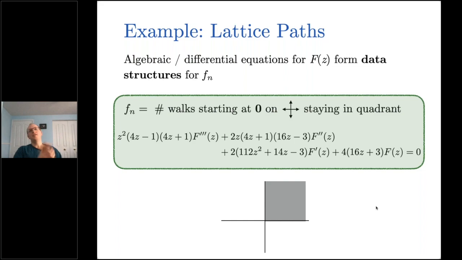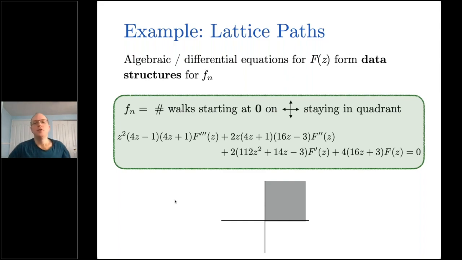So you can show that it's not algebraic, but in this case, it satisfies a differential equation. It's actually a linear differential equation. So you have higher order derivatives, but you don't have like f prime times f double prime or something like that. And you have polynomial coefficients. So this is an example of what's known as a D-finite equation.